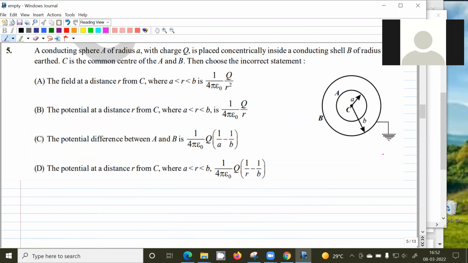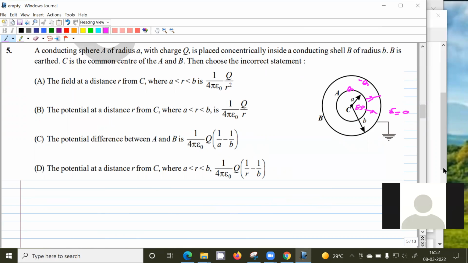Plus Q charge is put on this inner one. So here there will be plus Q and here there will be minus Q. So the electric field lines will be between these two. Here the electric field will be 0 and here the electric field will be 0. Potential at a distance of R.